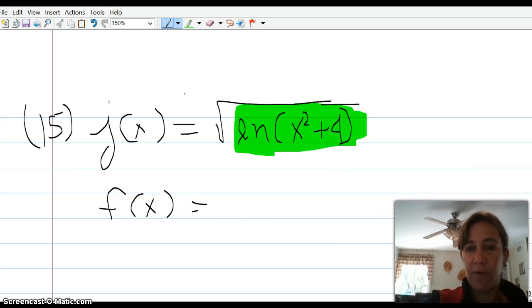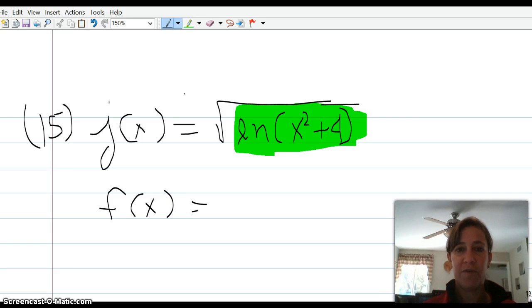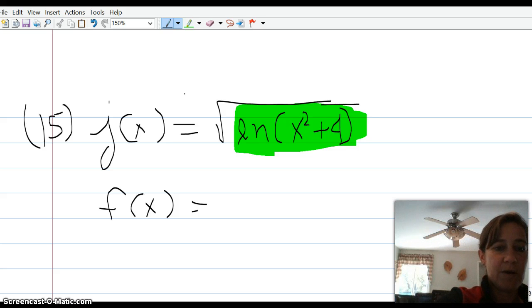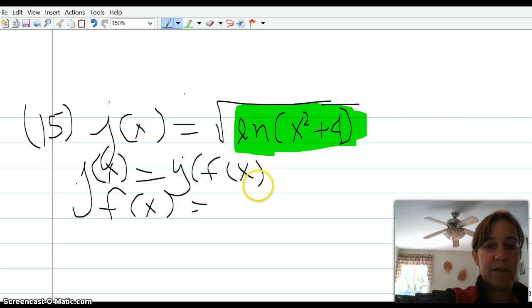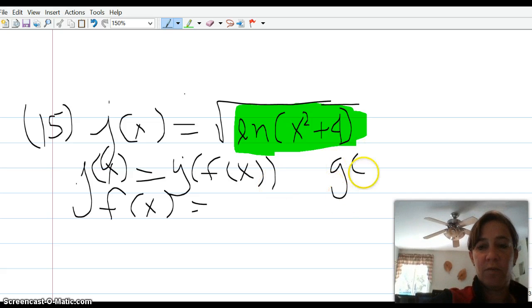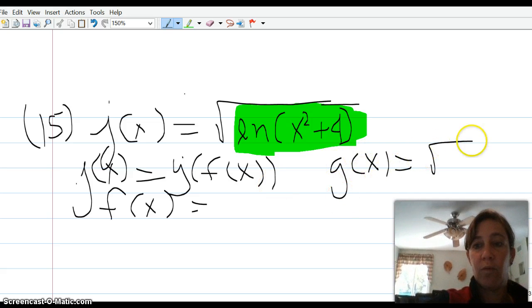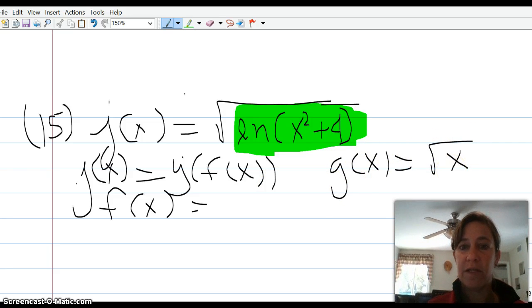Let's look at a quick example of a decomposition. This is number 15 from the homework section. We have a function j of x that's equal to the square root of ln of x squared plus 4. And what they want you to think about is if you imagine that j of x is composed of some g of x with f of x, where g of x we can take to be equal to the square root function, what's on the inside?